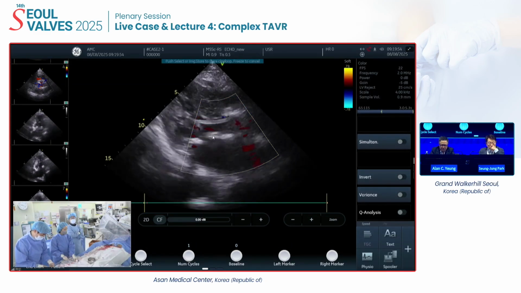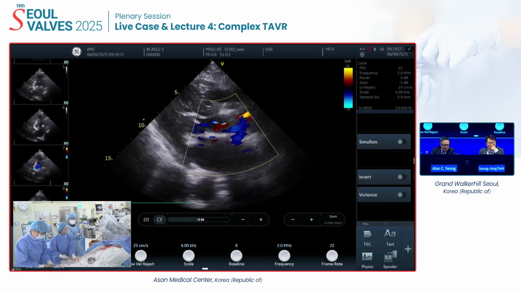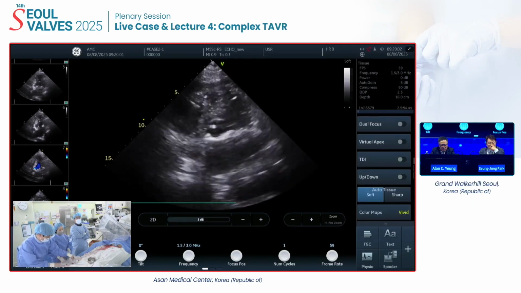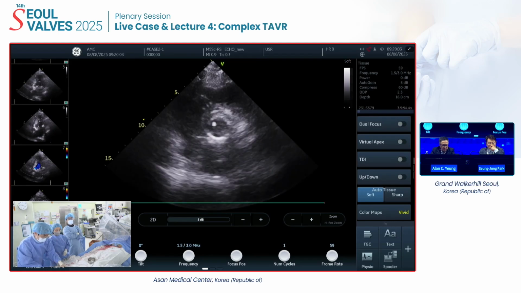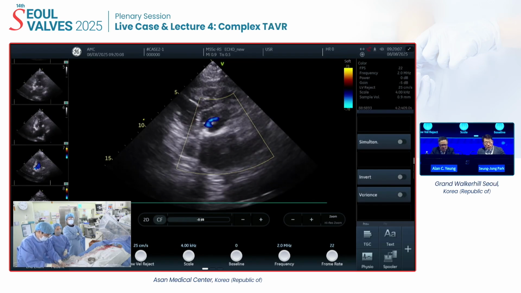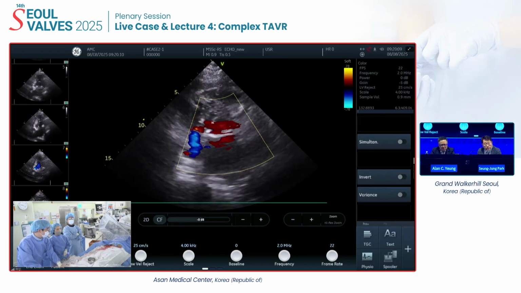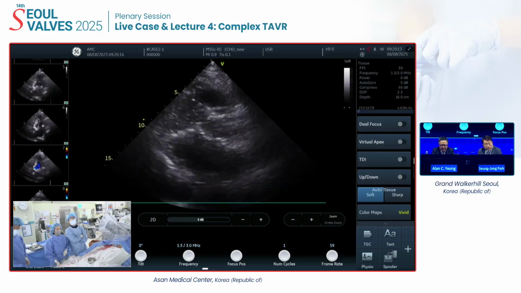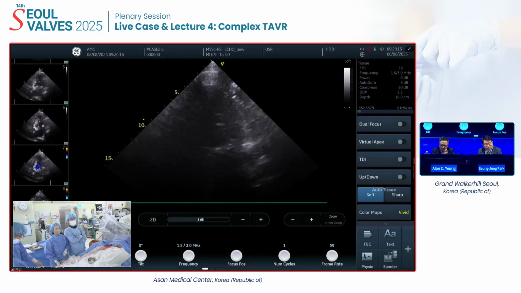Okay, Kyung-won, can you explain the echo findings? Was there any acute complication or effusion? There is no pericardial effusion and no AR. That's good. Could you show us the apical chamber view?